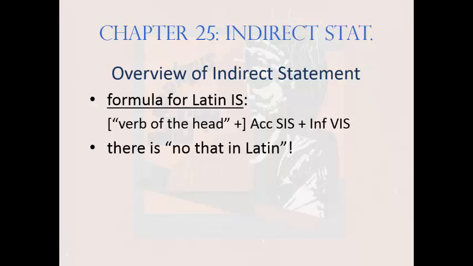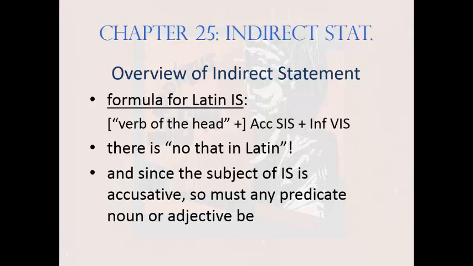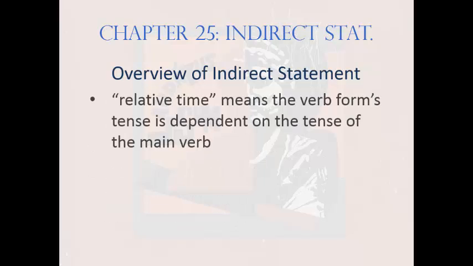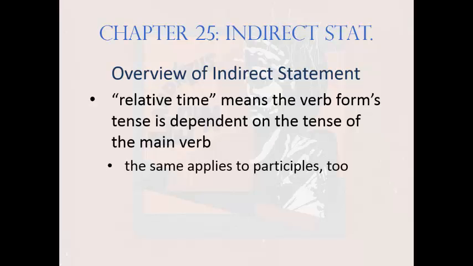Latin doesn't use a that clause the way English does because there's no that in Latin. And don't forget that accusative subjects will create accusative predicates. Relative time comes into play because English speakers are forced to switch back and forth between a Latin relative time verb form, the infinitive, and an English finite verb in a that clause. Relative time verb forms change their absolute time value in accordance with the tense of the main verb. The same is true of participles.